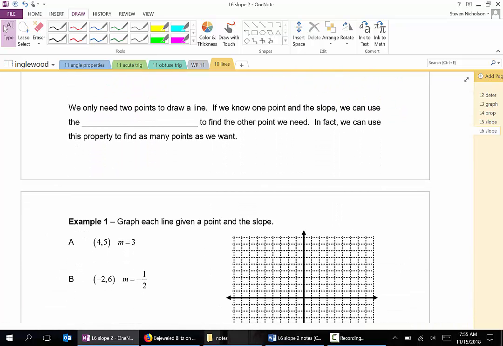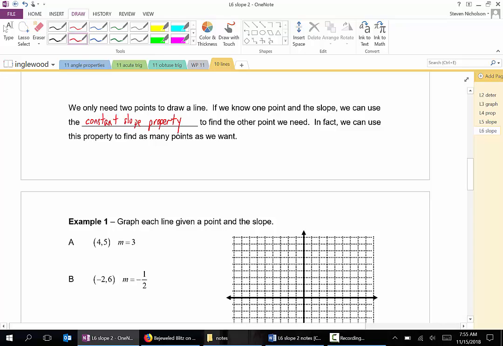So again, if I ask you how many points you need to draw a line, well, you only need two points to draw a line. And if we know one point and the slope, we can use the idea above, which is called the constant slope property, to draw a line. So that's what we're going to do next.